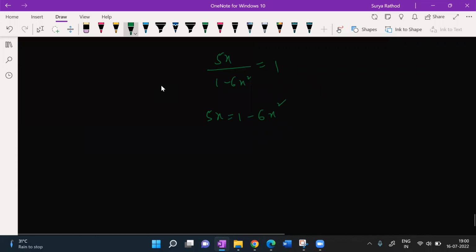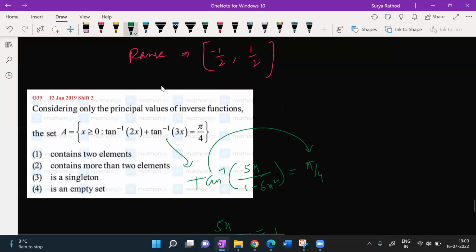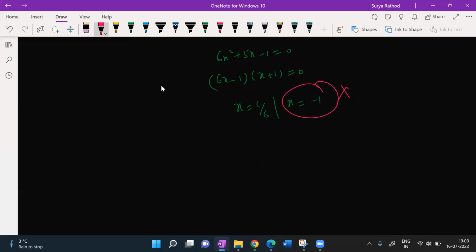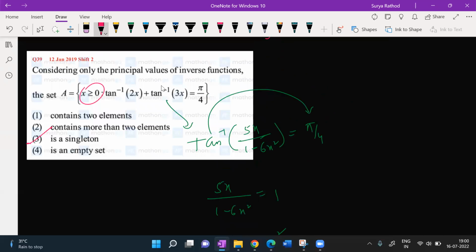So 5x is equal to 1 minus 6x square. Solving this, what you are going to get? 6x square plus 5x minus 1 is equal to 0. So 6x minus 1x is 5x. So 6x minus 1 and x plus 1 are the factors. So x is equal to 1 by 6 or x is equal to minus 1. What he has given is x should be greater than or equal to 0, so minus 1 is rejected. So this should be my x value, correct? I am getting only one element from this, so it is a singleton set. Are you guys able to understand?